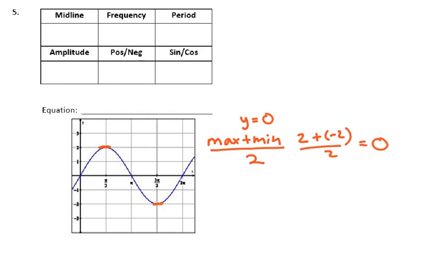Another way to see is where is the line that's going to divide this graph in half? And here we can see that it's oscillating over the line y is equal to 0. So my midline is going to be y equals 0.